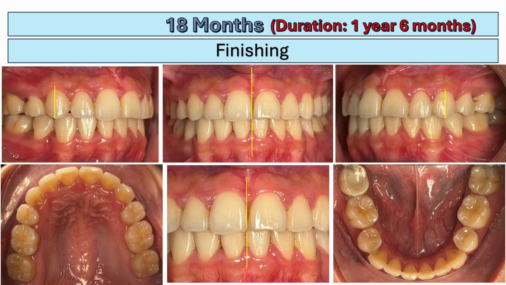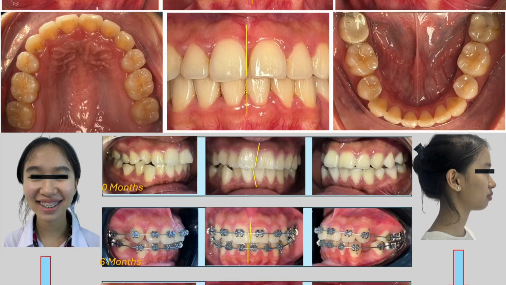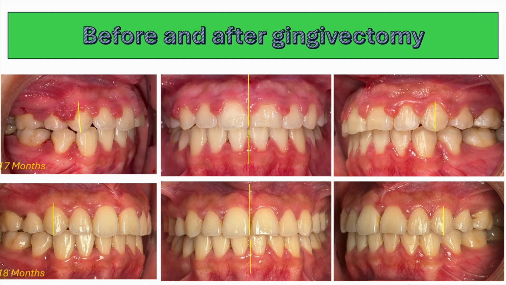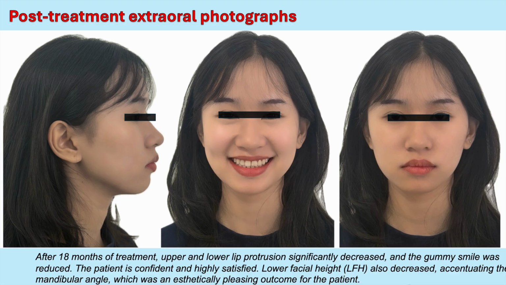After 18 months of treatment, we achieved space closure and ideal torque control. A minor gingivectomy was performed post-orthodontics to further refine the gingival contours. The results are striking. We see a significant reduction in lip protrusion and dramatic improvement in the gummy smile. The incisor relationship is now harmonious and the patient's profile is much more balanced.